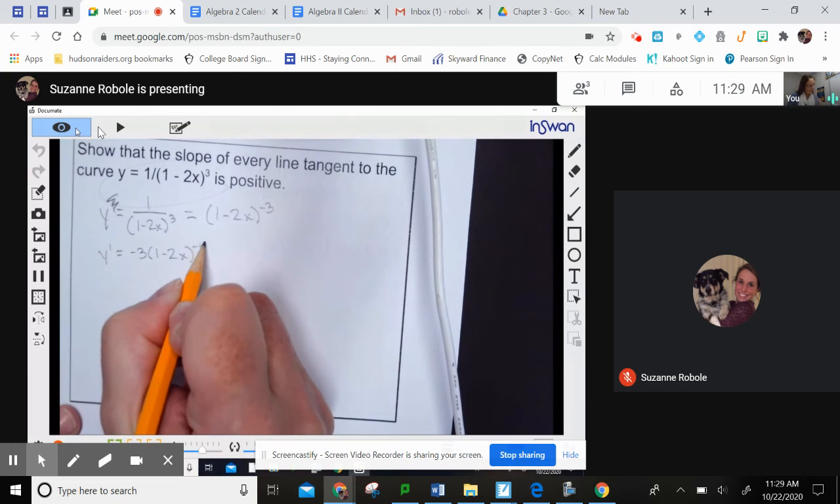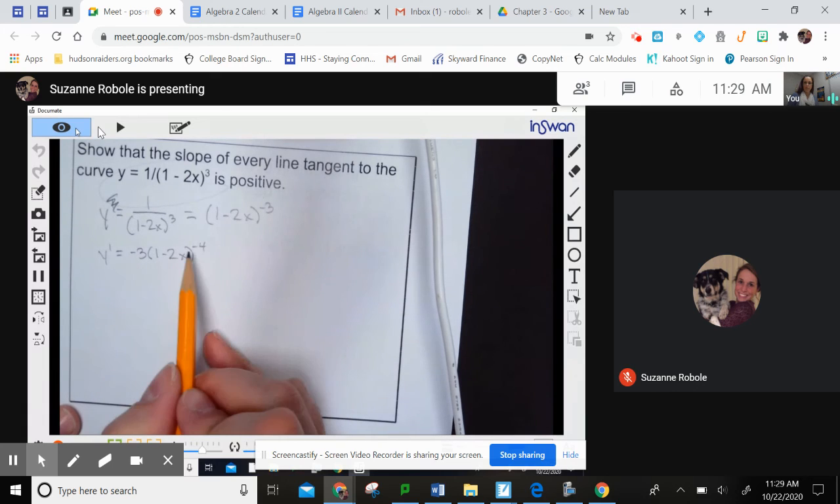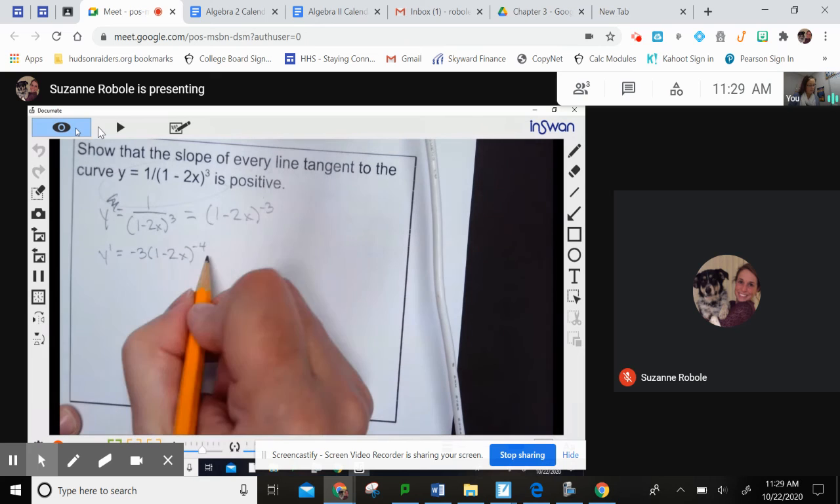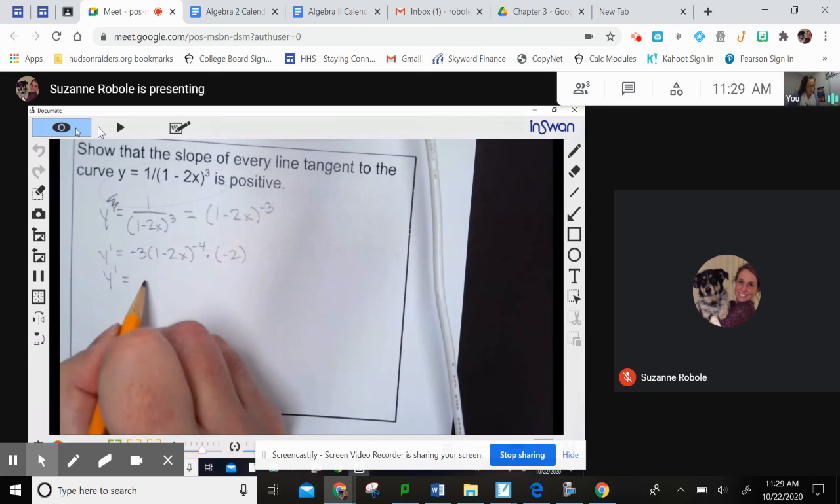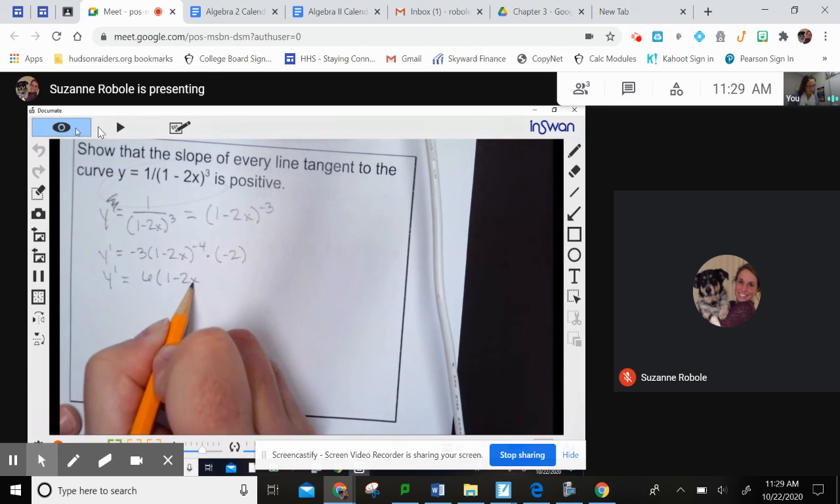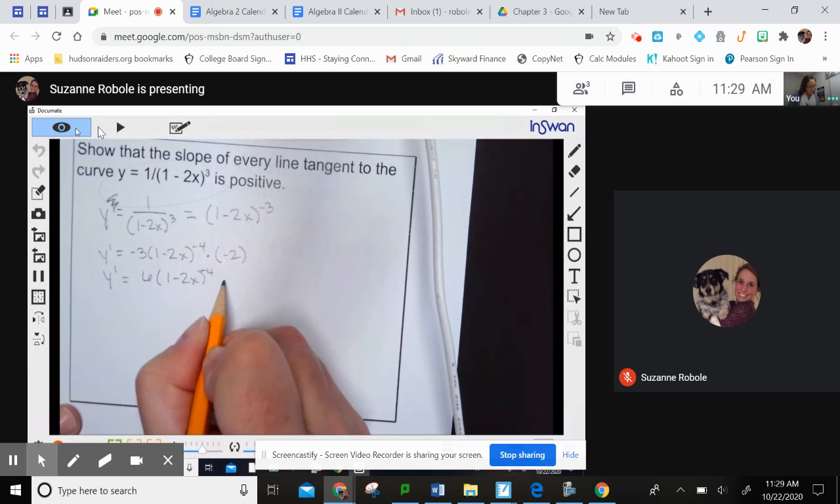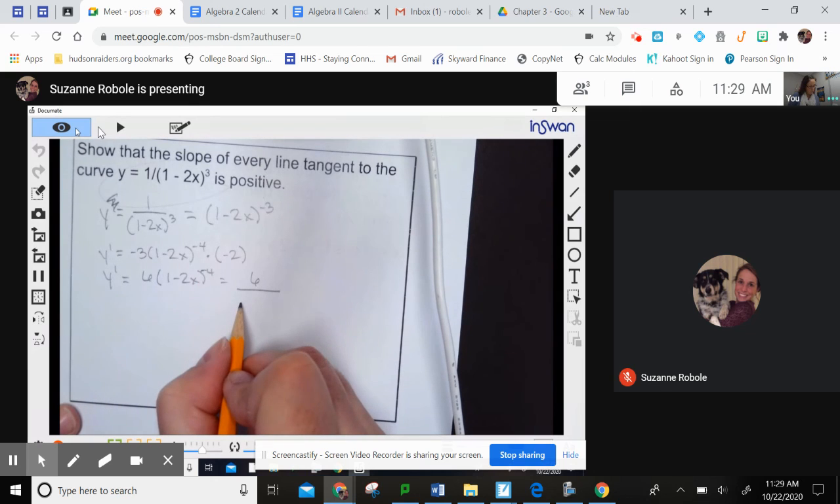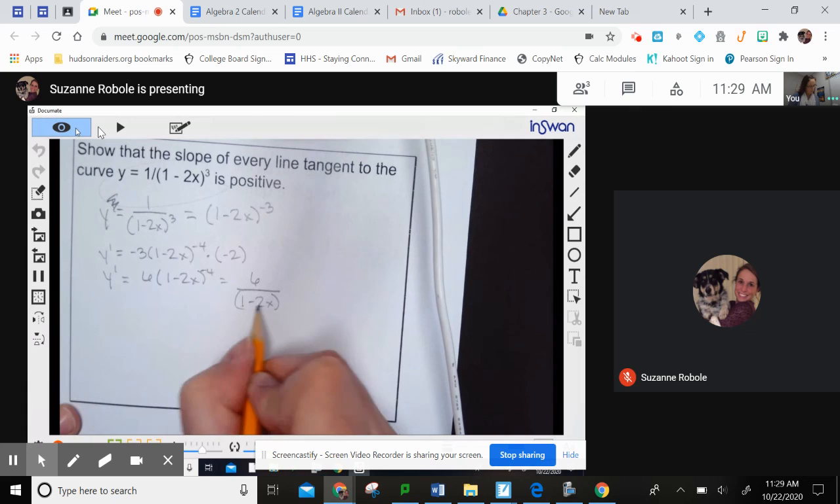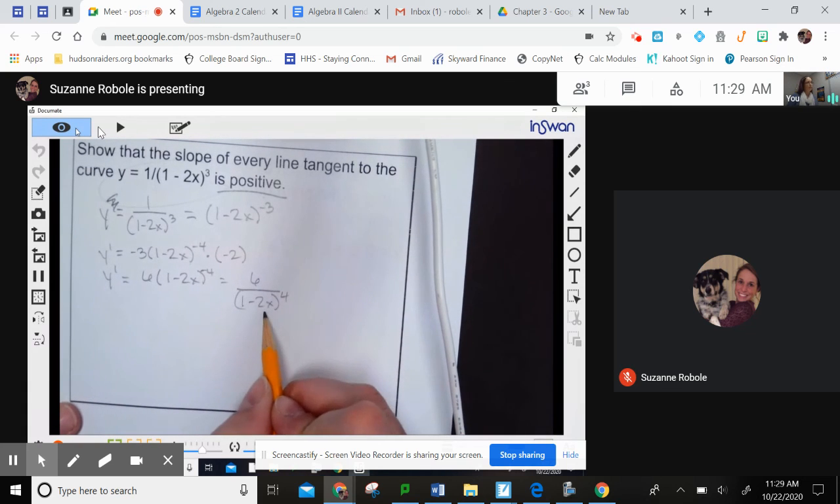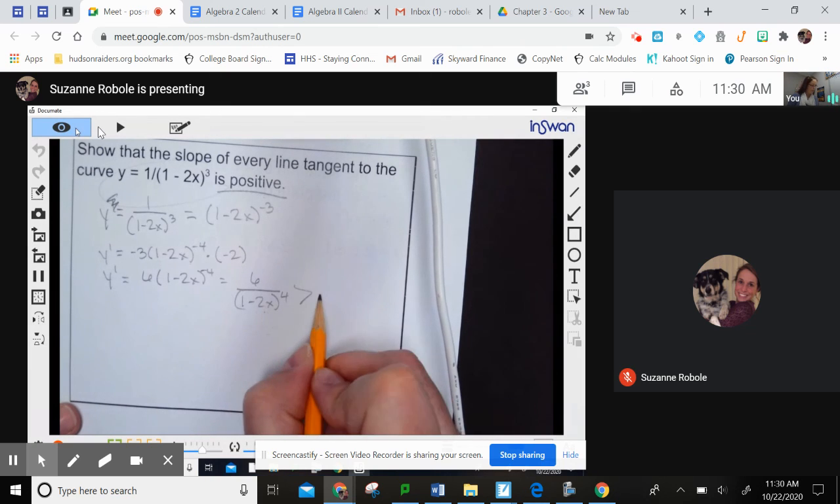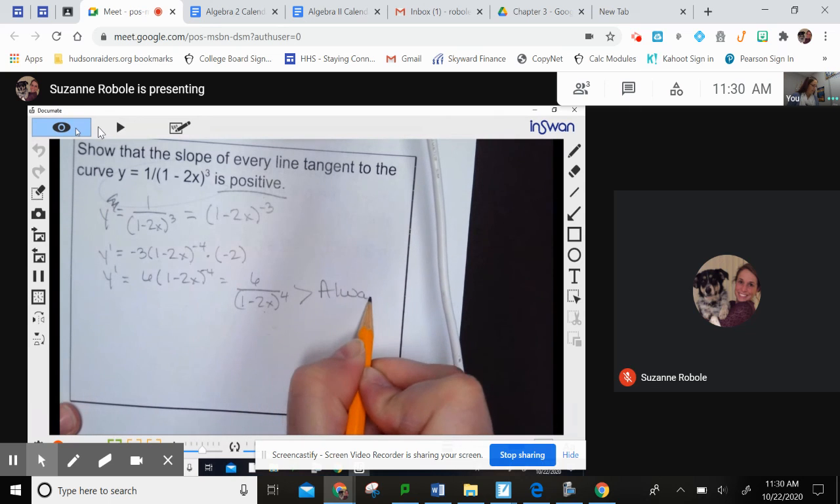So I am doing the derivative of the outside function. I brought the exponent down, subtracted 1. Inside remained the same. Then I multiply by the derivative of the inside. So I got 6 times (1 minus 2x) to the negative fourth. If I rewrite this, I'm showing that this is positive. Well, it doesn't matter what value of x we have, because we're taking it to the fourth power. This will always be positive.